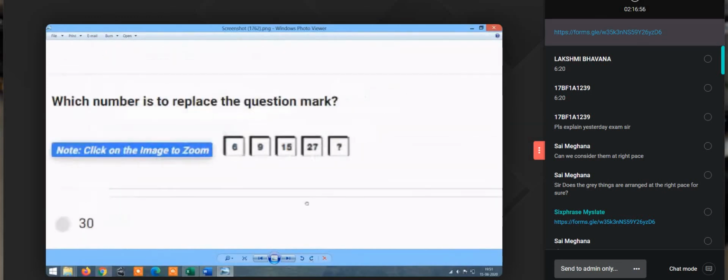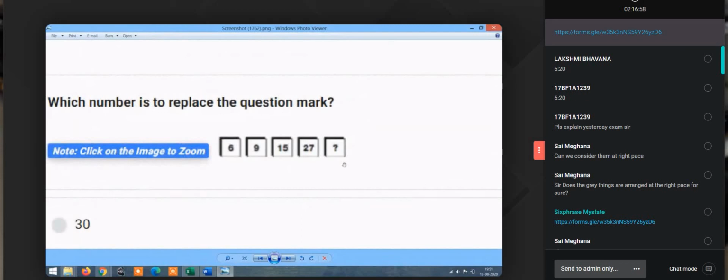Okay. So the difference is 3, 6, 12. So the next difference should be 24. So if you want to get the last number, you have to add 27 and 24, which will give you 51, and that is the correct answer.